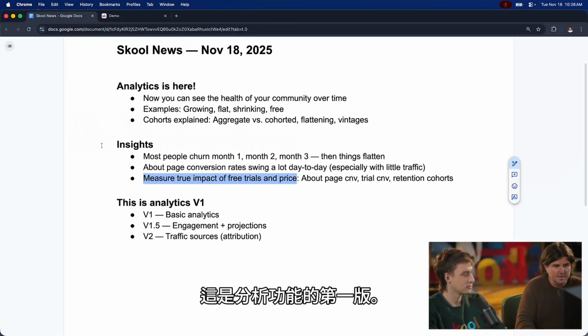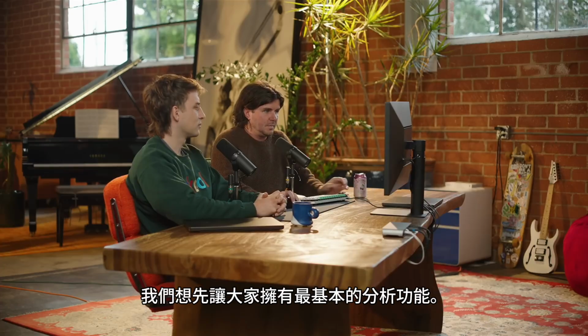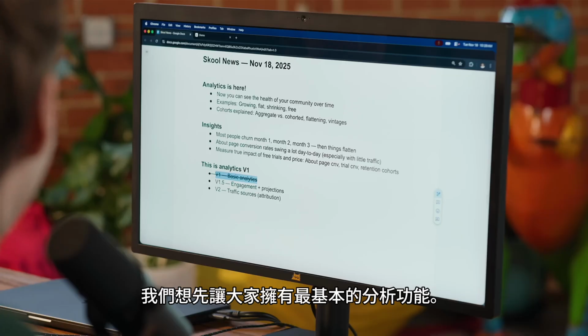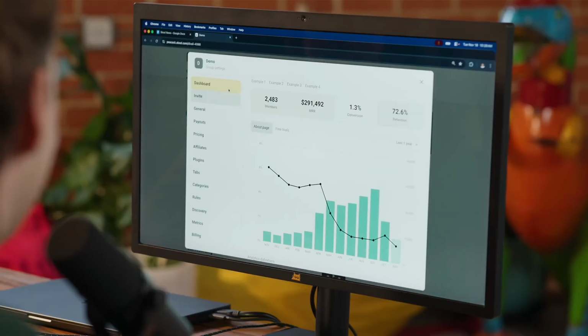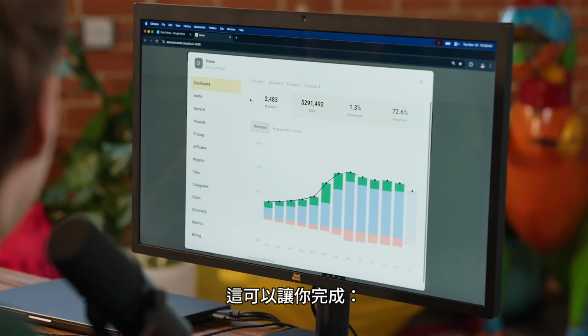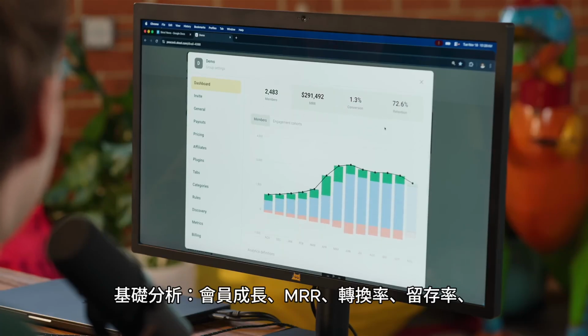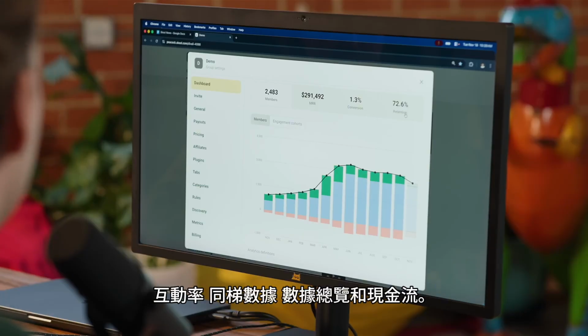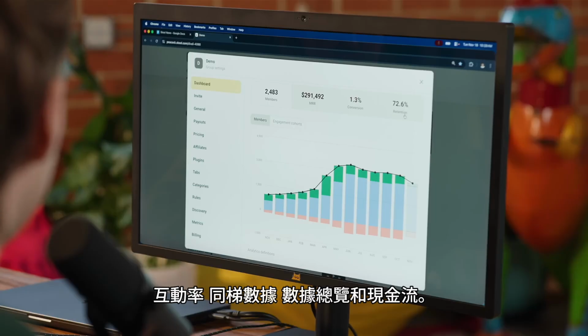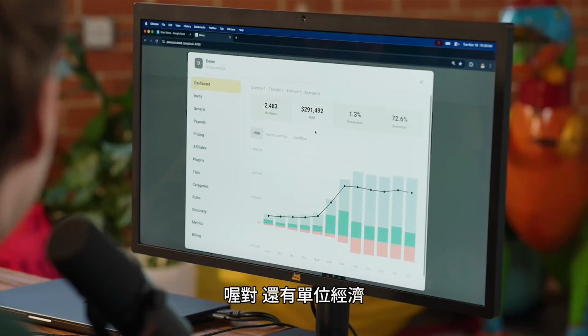Then, yeah, this is Analytics V1. So we wanted to give you guys basic analytics first. Done. So this allows you to do all the basic things you should do. Like members, MRR, conversion, retention, engagement, cohort view, aggregate, plus cash flow. Oh, I haven't shown unit economics. Yep. Okay, that's a big one.